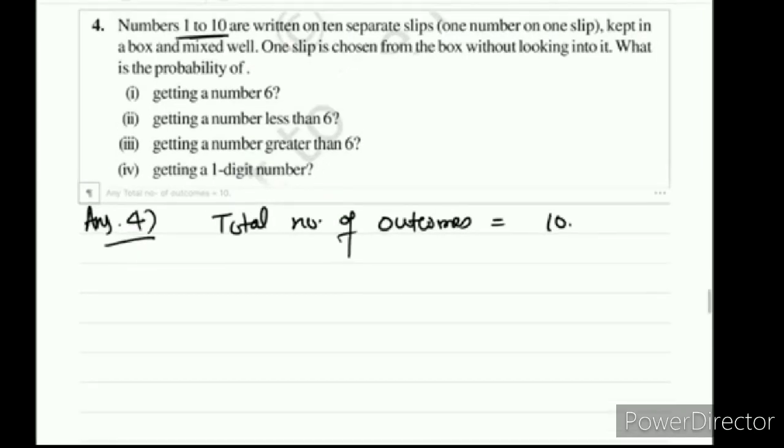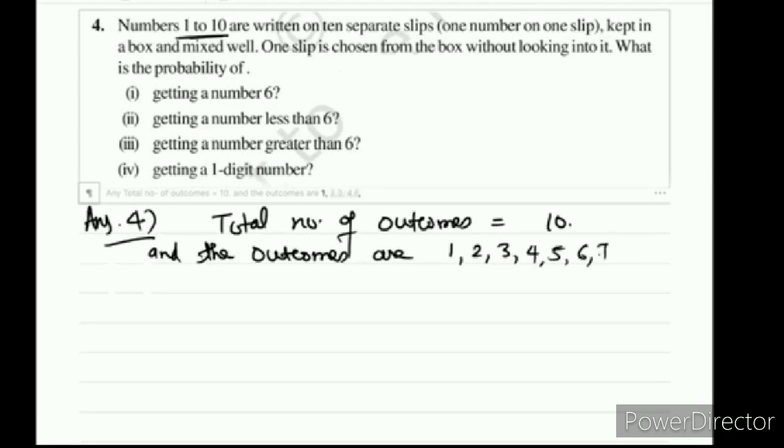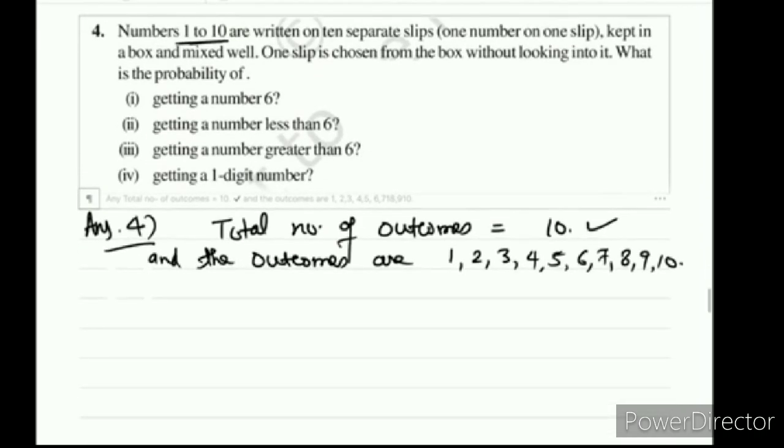Now we'll write total number of outcomes. That is how many numbers are there, that many outcomes you will get. Okay, that is 10. And outcomes are 1, 2, 3, 4, 5, 6, 7, 8, 9, 10. These are the numbers written on the slips.